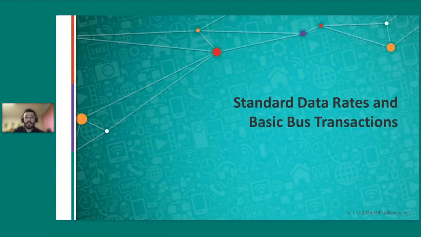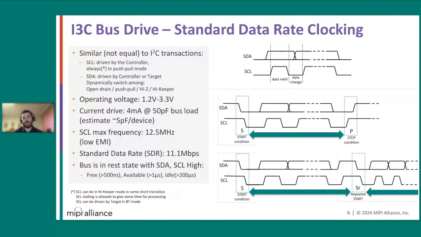So standard data rates and bus transactions. Of course, we want to make sure everybody understands the basics of I3C. If you don't understand the basics, the advanced features aren't going to do you a whole lot of good. So I3C bus, basically it's a standard two-wire bus, SDA for data, SCL for clock. Your clock is typically driven by your controller and is held in a push-pull mode, while your data, the SDA, can be driven by either controller or target, and it switches dynamically between things like open drain, push-pull, high Z, high keeper.